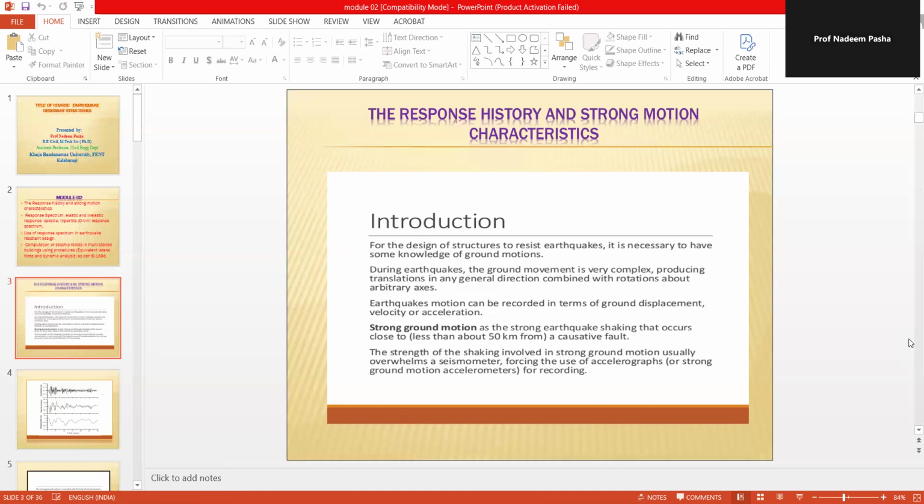Earthquake motion can be recorded in terms of ground displacement, velocity, or acceleration. Strong ground motion is the strong earthquake shaking that occurs close to, less than about 50 kilometers from, a fault. The strength of the shaking involved in strong ground motion usually overruns a seismometer, forcing the use of accelerographs or strong ground motion accelerators for recording.